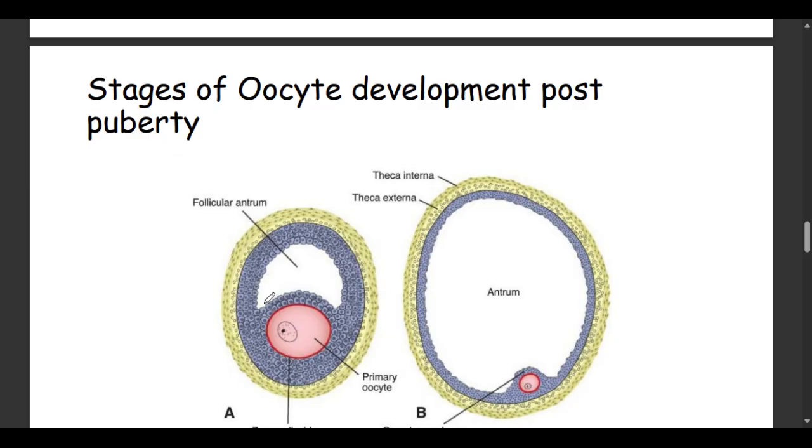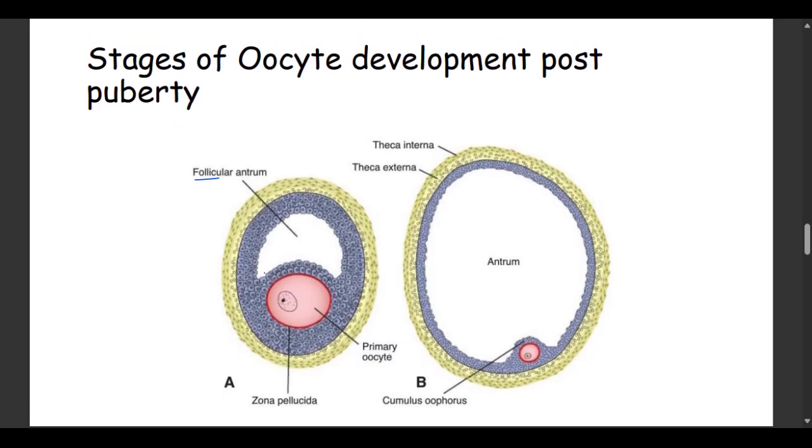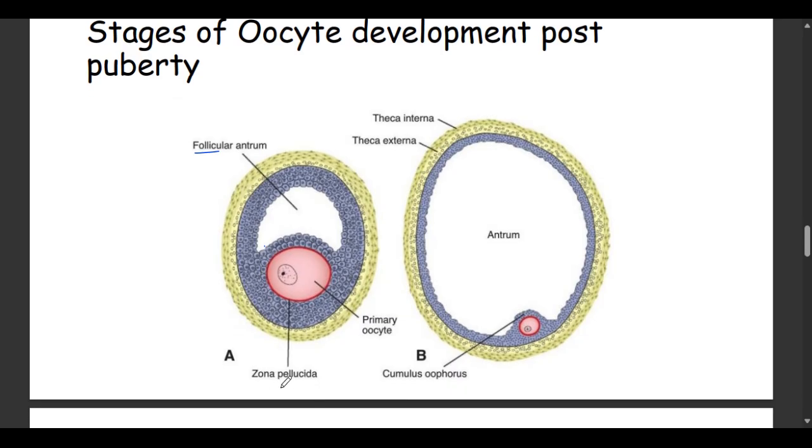Antrum simply means a space. So because the space is in between the follicle, it's called a follicular antrum. This is going to be a fluid filled space in the antrum, in the follicle. Yes. So it's still a primary follicle at this point, and it still maintains most of its characteristics.